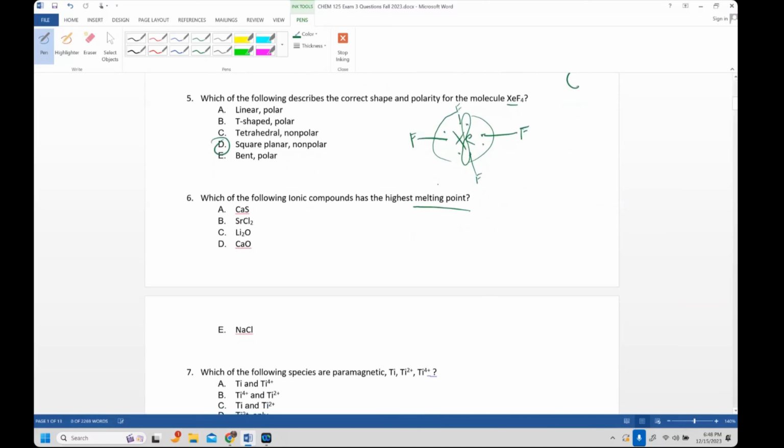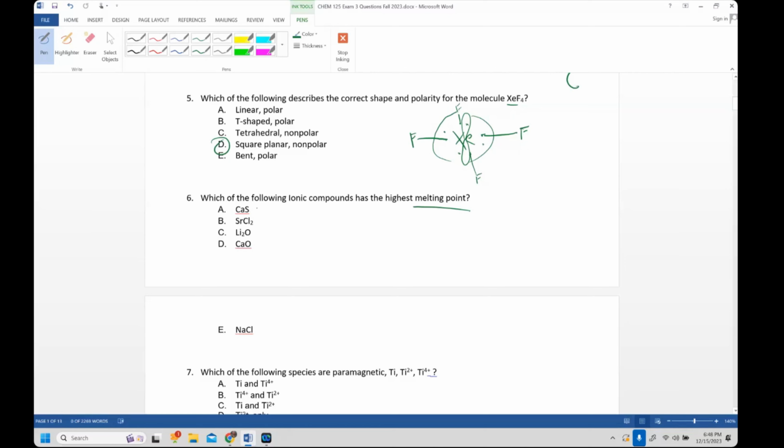All right, which of the following ionic compounds has the highest melting point? Meaning, which one requires the most energy to break apart the bond? In other words, which bond is the strongest? A strong bond means they're close together, small radius, and also a lot of charge. So +2, -2, we're looking for something like that.